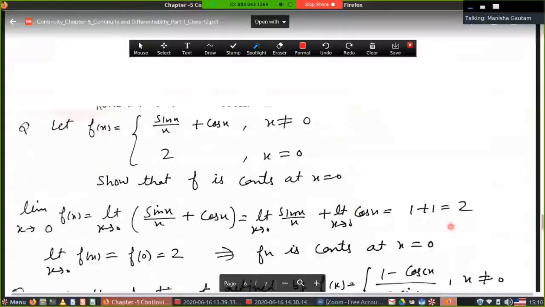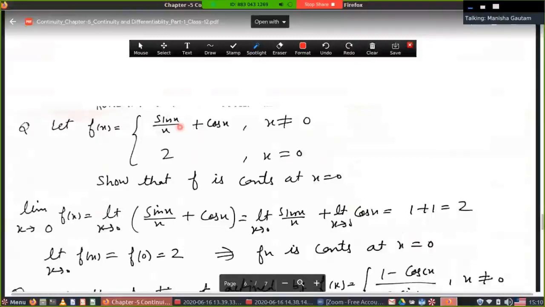Now here we'll discuss a few questions. Suppose function f(x) is equal to sin x upon x plus cos x, where x is not equal to 0, and it is 2 when x is equal to 0. It means that at x equal to 0, the value of y is 2. If the left hand limit and right hand limit of the function both have the value 2, then the function is continuous, otherwise the function is not continuous.